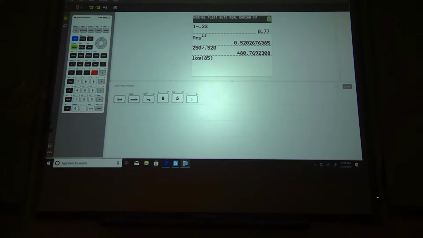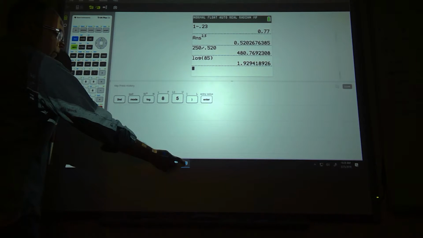I like to close the parentheses. It'll do it without it. So I get 1.929. Okay? So pretty straightforward that the calculator solves it.